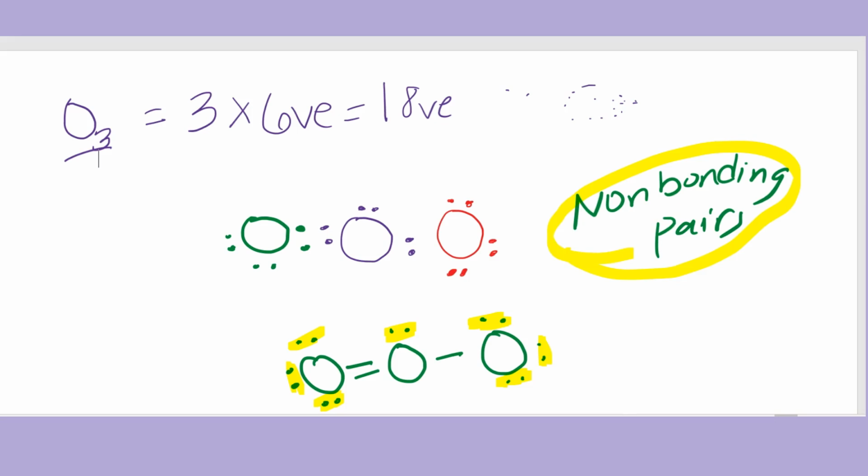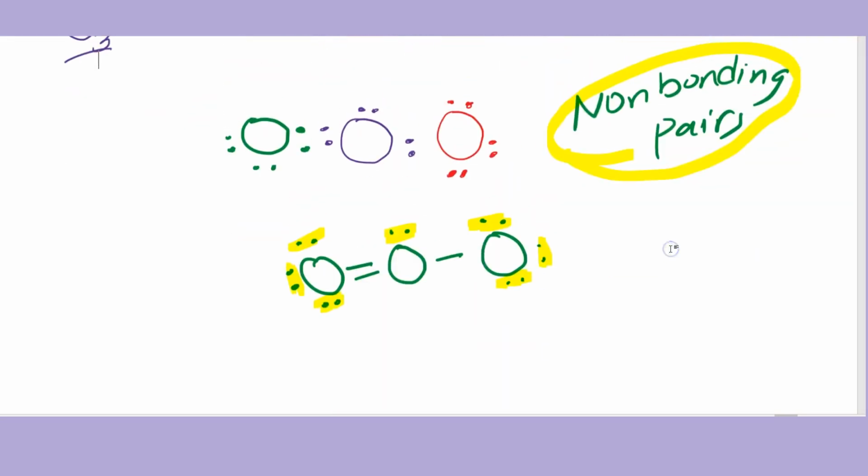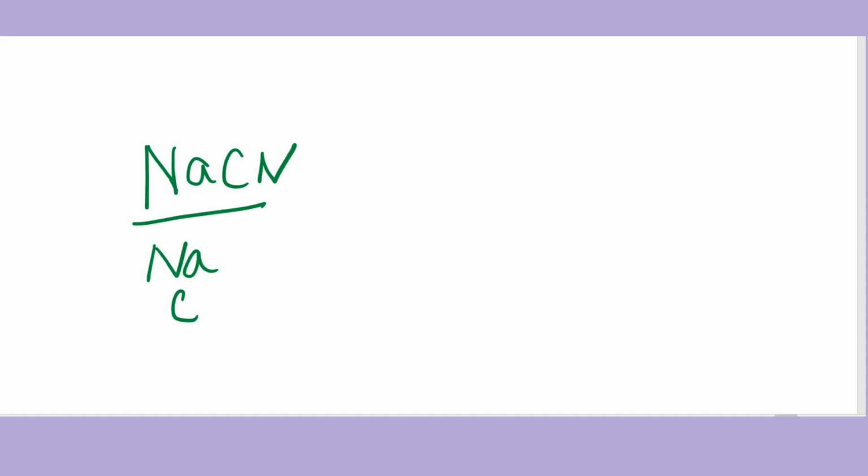Let's do another double or triple bond example. Suppose I have hydrogen, I'm sorry, sodium cyanide. It's something about that sodium that I like. Sodium cyanide. Okay, we'll separate everything out.